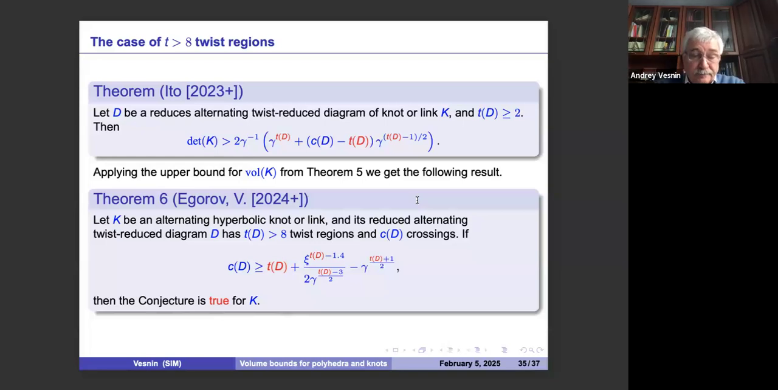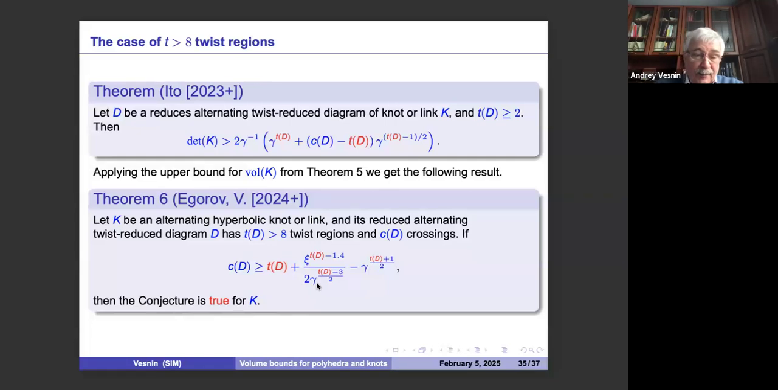By applying this bound and also our upper bound for volumes for highly twisted knots, we obtain the following inequality. If this inequality presented in Theorem 6 is satisfied, then the determinant volume conjecture is true for such a knot. And we have a few constants here. It maybe looks complicated to understand whether it is good or bad.